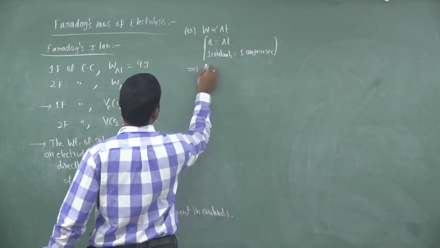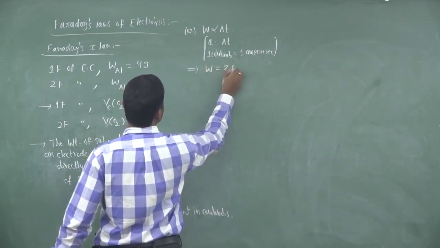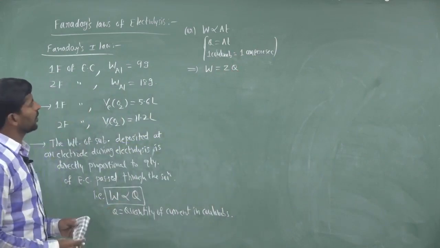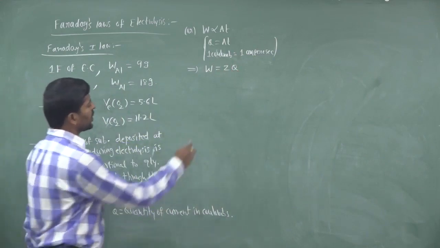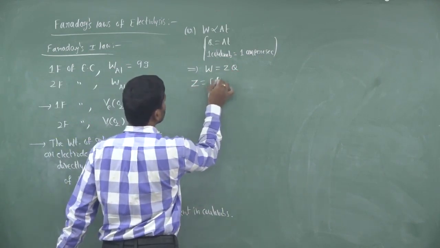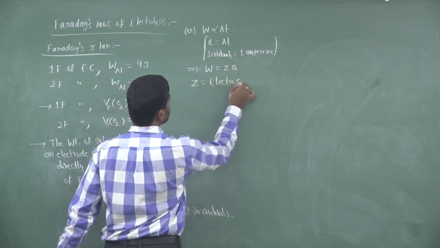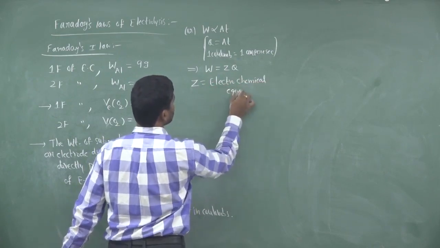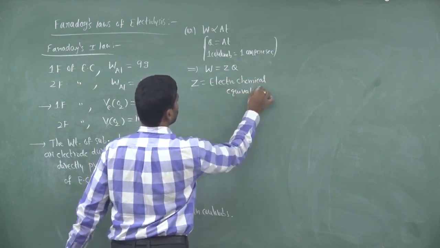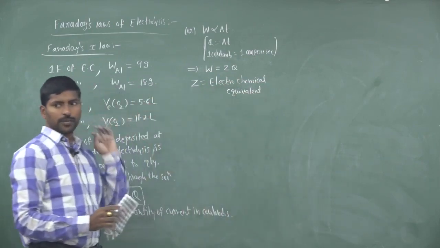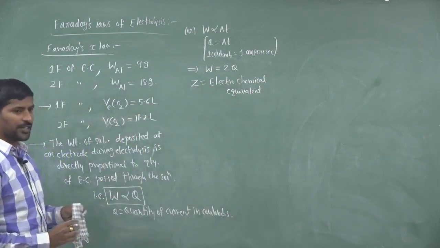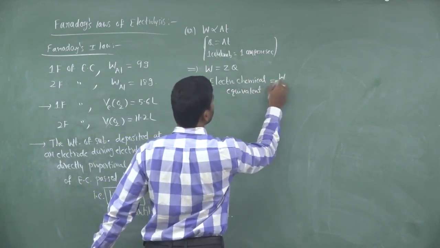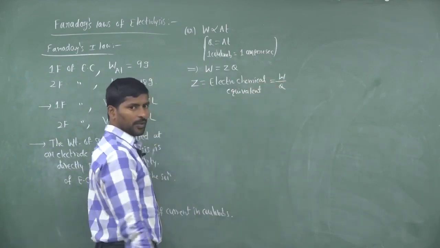Next one, if you remove the proportionality, we will get a constant. That I am indicating with Z. Z is called the electrochemical equivalent. How can you define Z? Z is nothing but W by Q.